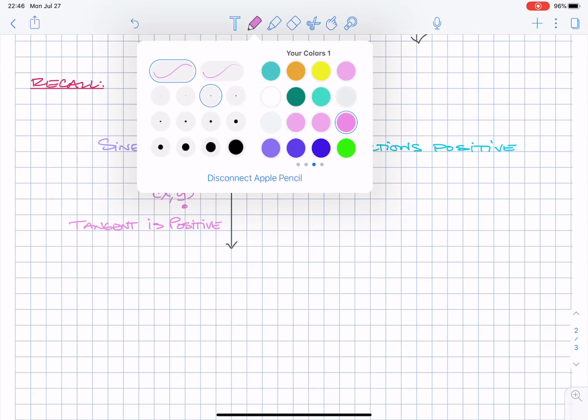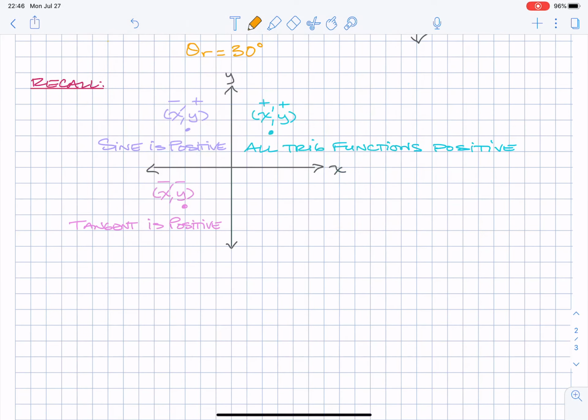And last but not least, in quadrant 4, x comma y, now the x coordinate is positive, but the y coordinate is negative, so cosine is positive. And for those of you that enjoy acronyms, I'm not one of them, but I know some people like them. So for those of you that like them, here it is: All Students Take Calculus.